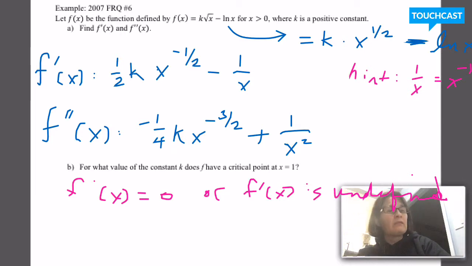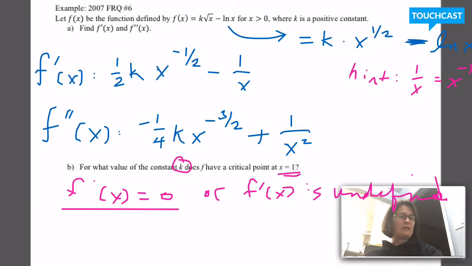And just notice they've already told us that we're going to look only when x is positive 1. So we're going to end up with an equation. We're going to plug in 1 for x. The thing we're solving for in this case is k, for what value of k. So probably you got a point on the AP test just for setting f prime of x equal to 0. You could have also said f prime of 1 equals 0, because they've told us in this case that we're going to be able to let x equals 1.